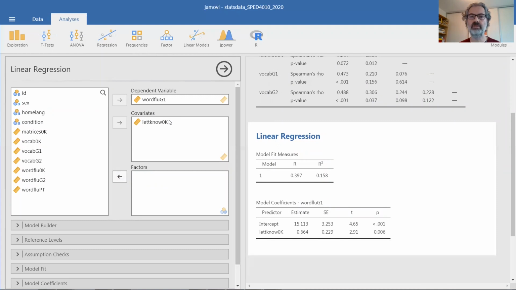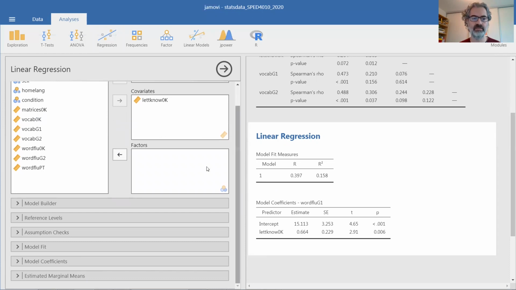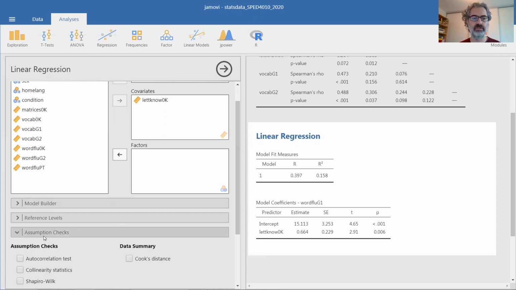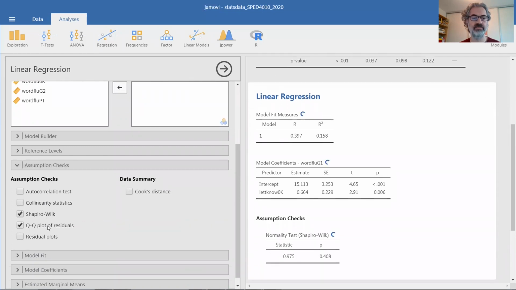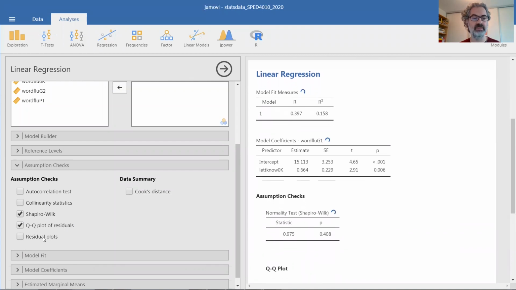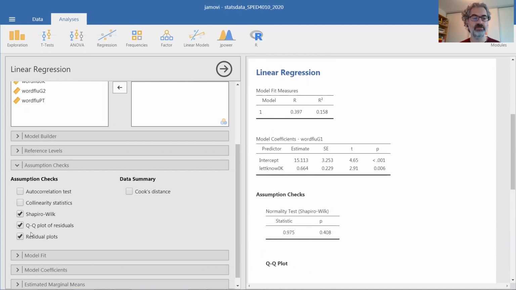In our case, we will just examine the simple linear regression predicting word reading fluency in grade 1 from letter knowledge in kindergarten. This is our coefficients table, but before we go on to interpret this, we need to check the assumptions. Click on assumption checks, and then examine normality by a Shapiro-Wilk test and the QQ plot of residuals, and also look at the residuals plot to examine homoscedasticity.